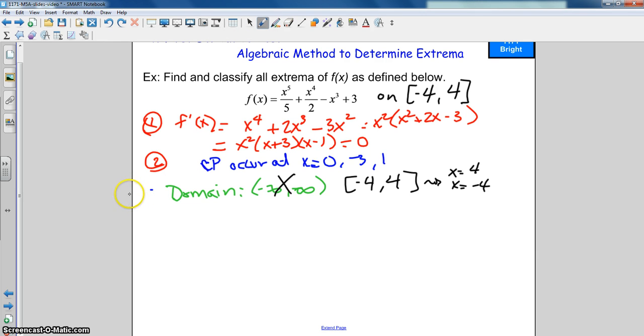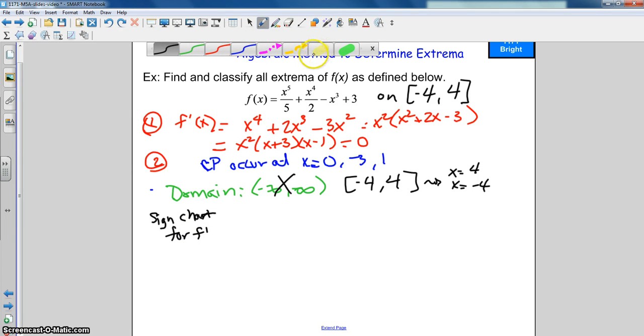Now we have to classify the extrema by making a sign chart. So we're going to make a sign chart for the derivative. Keep this in mind: we're going to make two kinds of charts. We're going to make a sign chart for the derivative, and then also with that, we're going to make an increasing decreasing chart for the function itself. But one step at a time here.